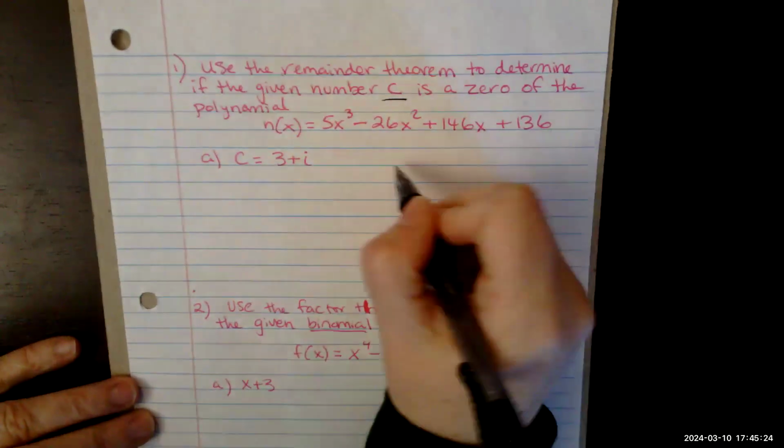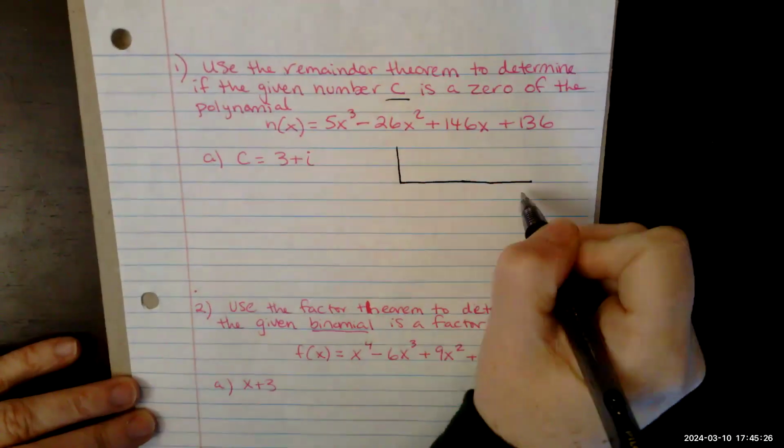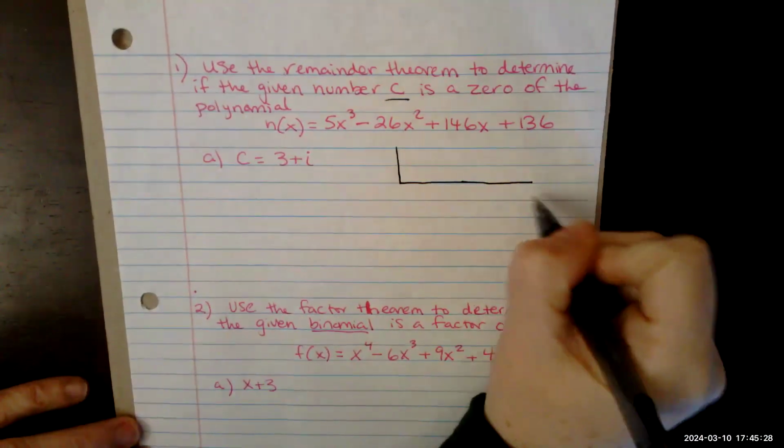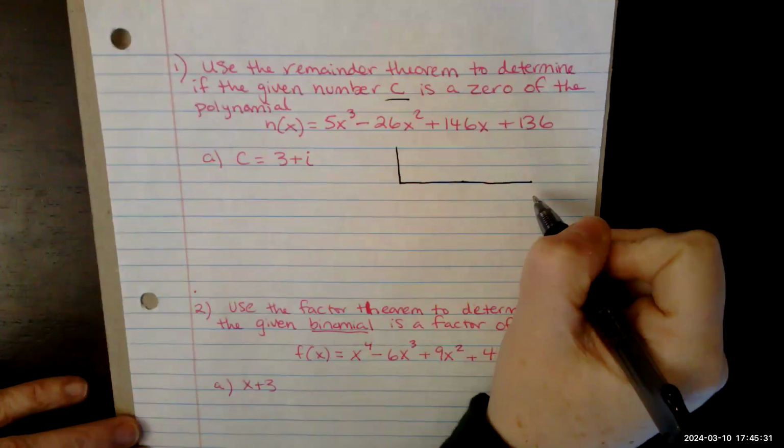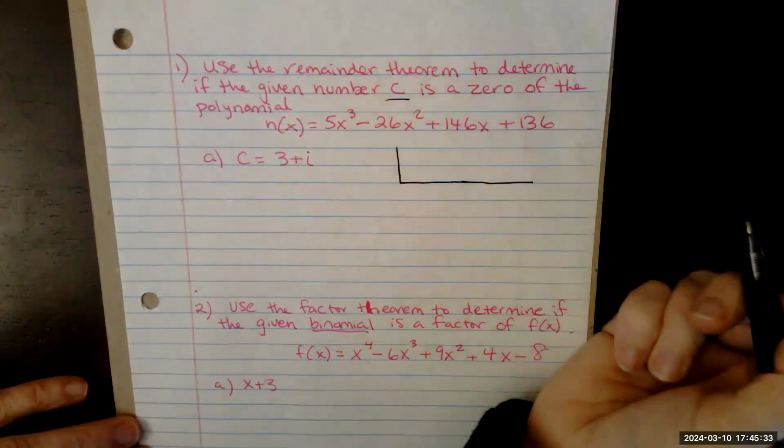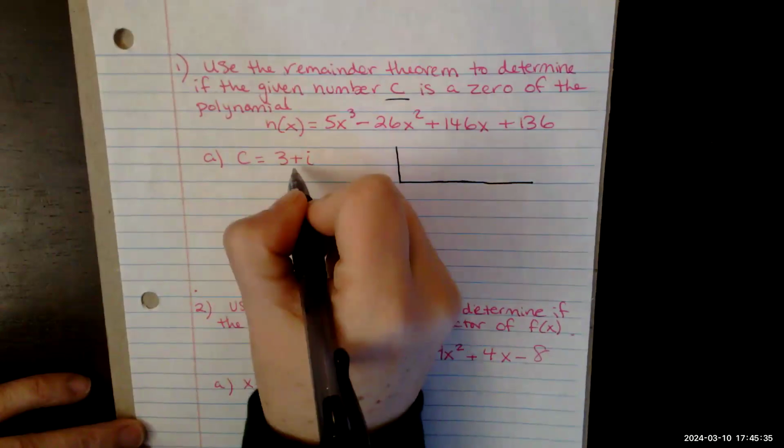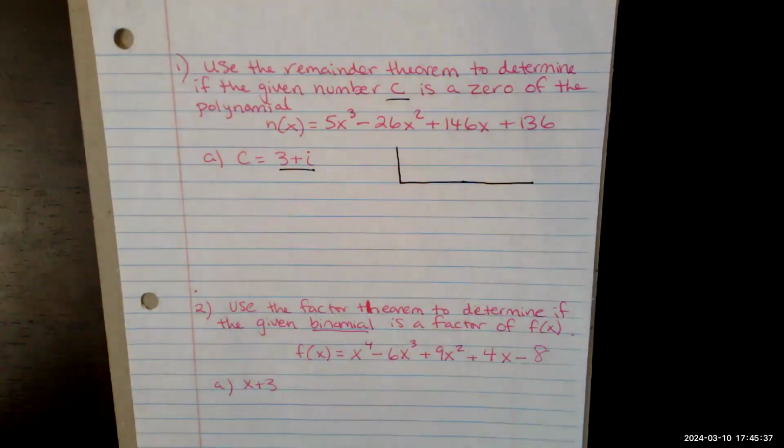So remember, you can use synthetic division. And the whole key is what do you get at the end? Because that is your remainder. So if you get 0 as your remainder, then it is a 0. Well, this is a weird C to use, so that's why I wanted to do this one.